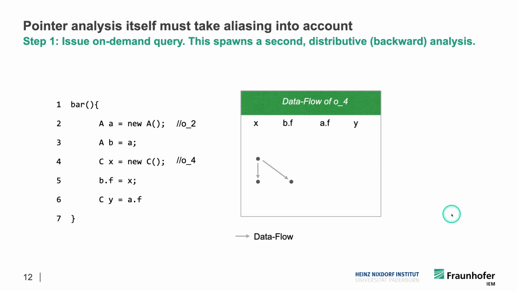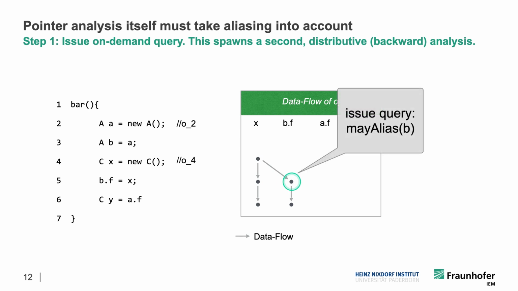So let's take a look at how this works. Again, the previous example that I already showed you, right? And we would propagate this further down here. But now at this particular point, and that's the important part, at line 5, we would issue a subquery. We would query for may aliases of the base variable B. And now, what would that entail? I told you that this is a demand-driven analysis, right?